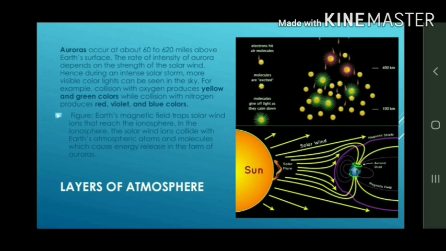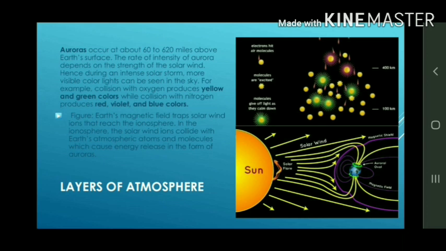For example, collision with oxygen produces yellow and green colors. So it explains that the ions will collide with oxygen as gas and produce yellow and green colors, while the ions which collide with nitrogen produce red, violet, and blue colors, for example.